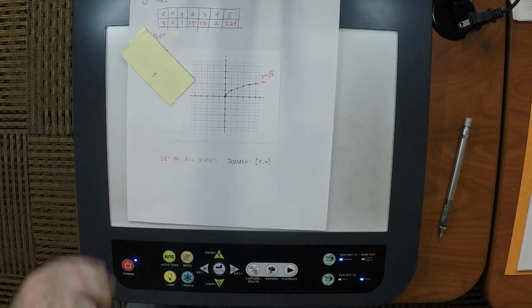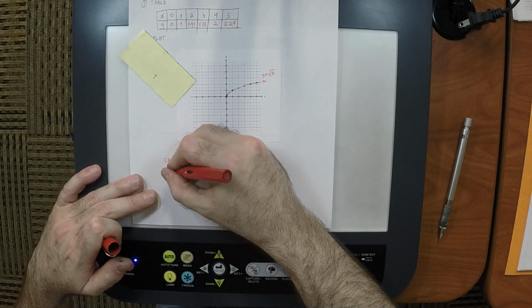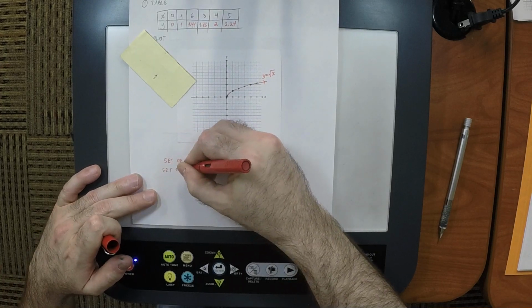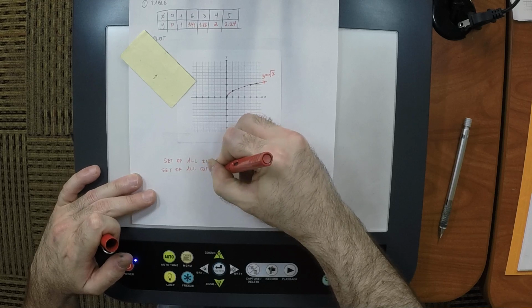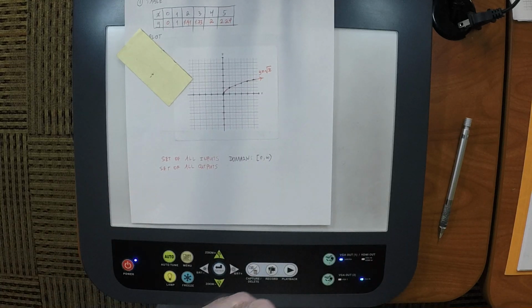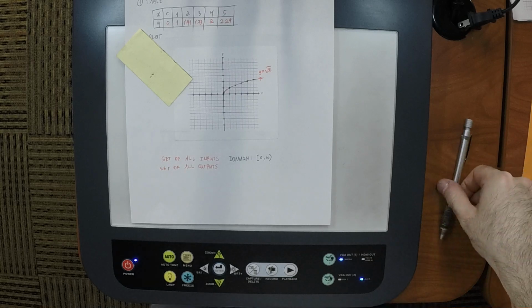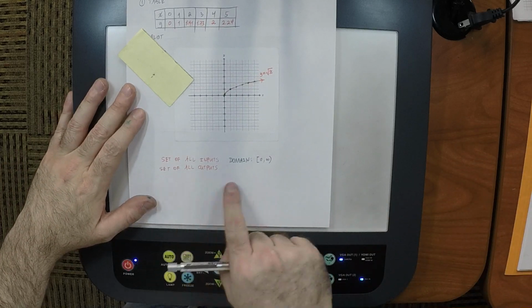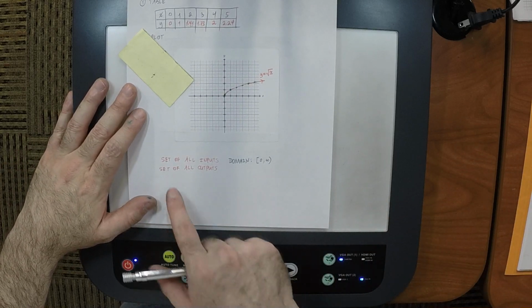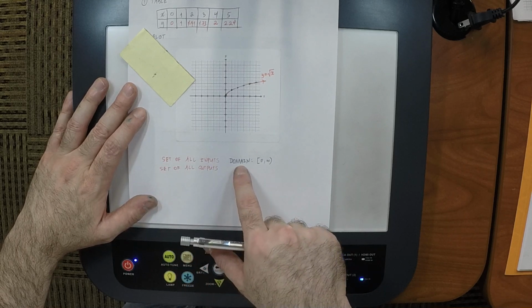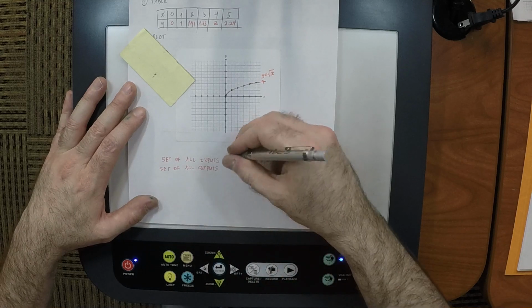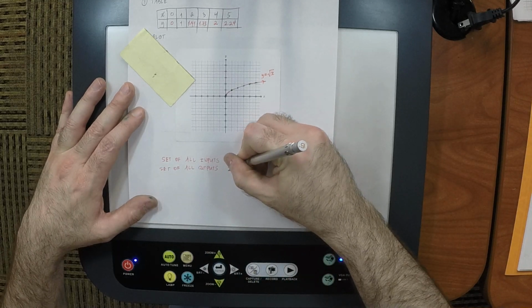But besides that, we're also interested in the set of all possible outputs. So we haven't given a name to that yet. So we'll do that here. The set of all inputs is called the domain. The set of all outputs, its name is image.